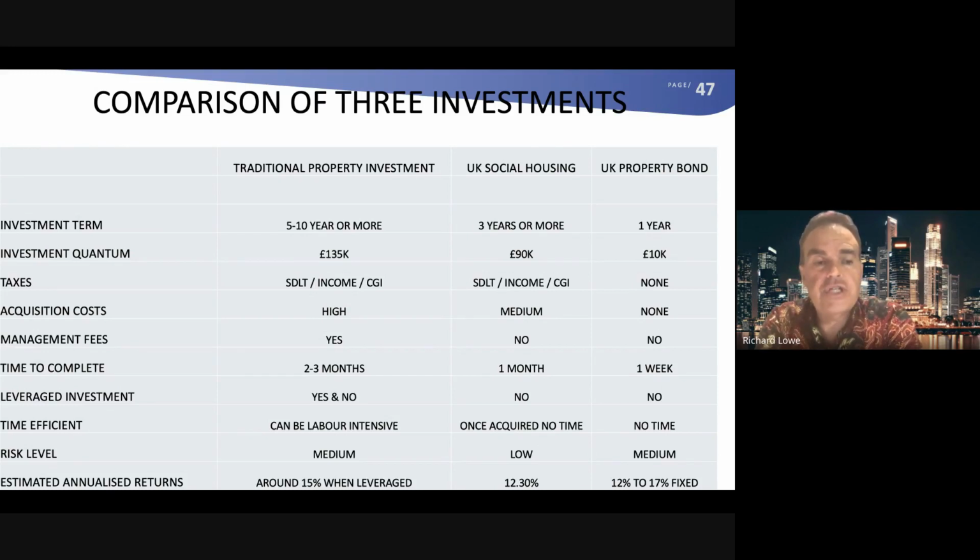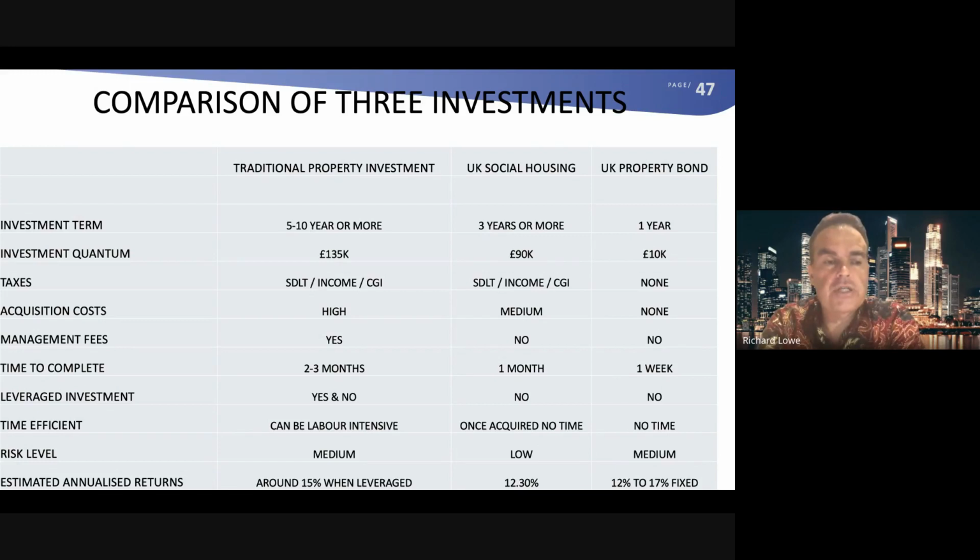Leverage, a leveraged investment. So what I mean by that is with a traditional property, you can get a bank loan and you can leverage your money, which significantly increases your return on investment. The reason I put yes, no is because obviously there is an option to take a mortgage, but some people might choose to buy in cash. So in that case, it wouldn't be leveraged. As I mentioned, the UK social housing is a cash purchase, so it's not leveraged. And likewise, for the property bond, that is not leveraged either.